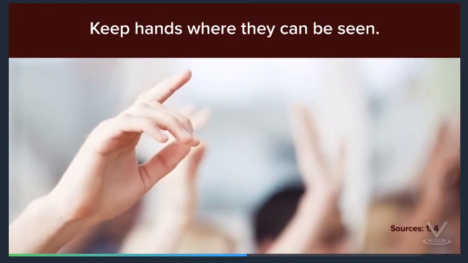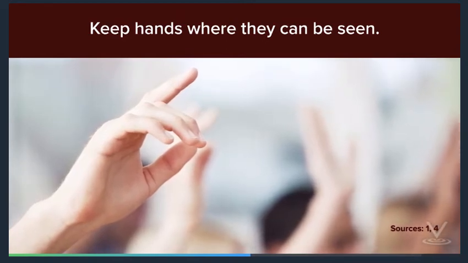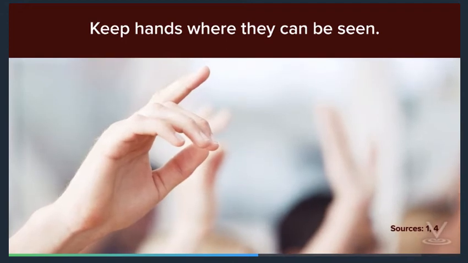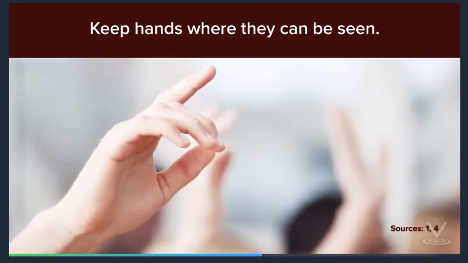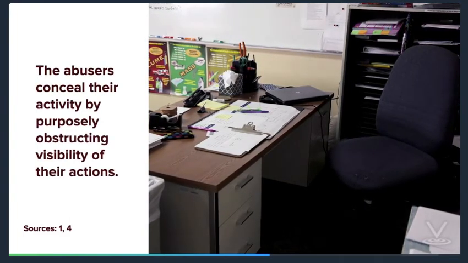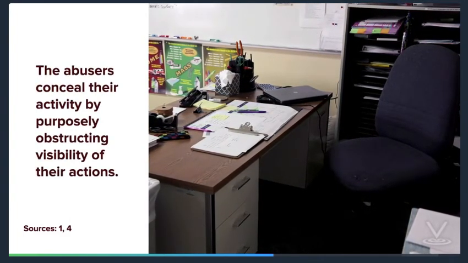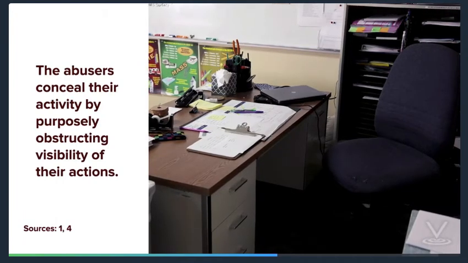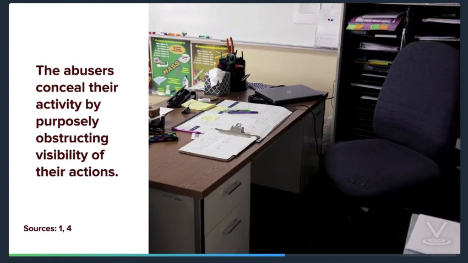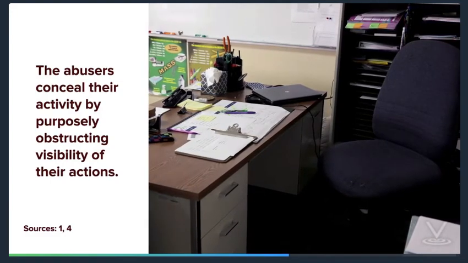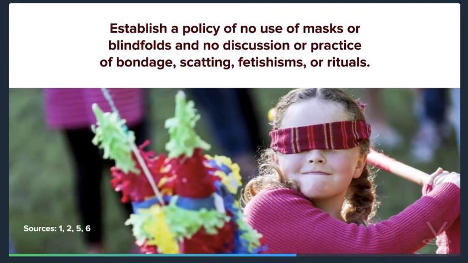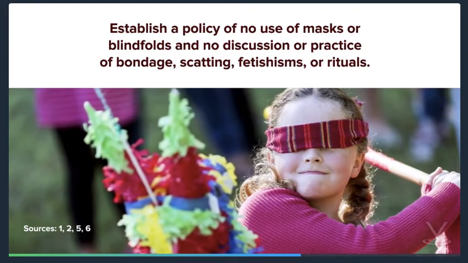Keep hands where they can be seen. Child sexual abusers are sometimes bold and willing to inappropriately touch children in the presence of other children and even adults because the risk adds to the thrill. The abusers conceal their activity by purposely obstructing visibility of their actions, such as sitting with a child and throwing a blanket over their laps, or asking a child to come to their desk and fondling them below the desk as they talk.